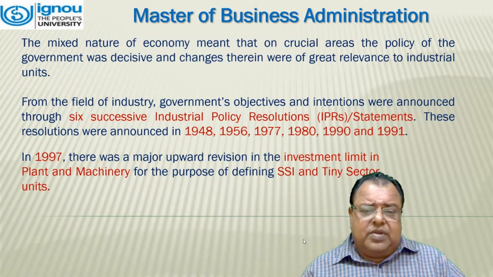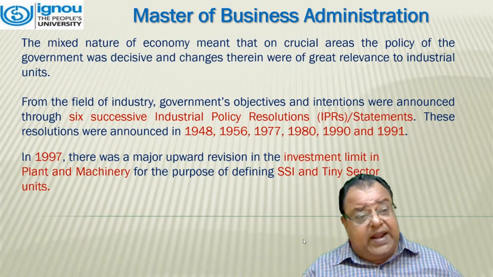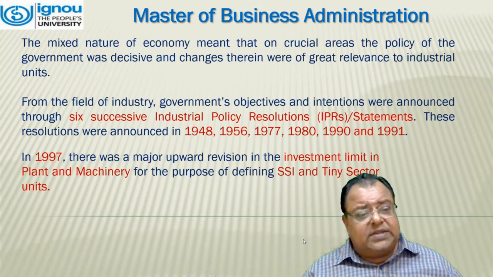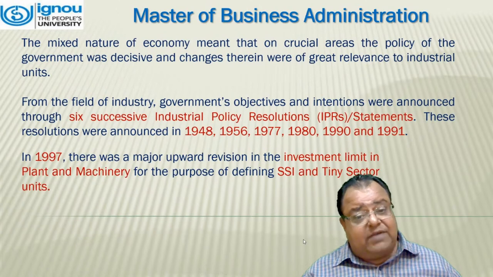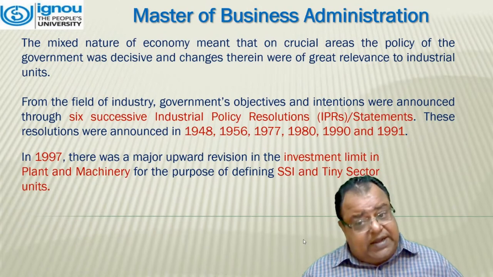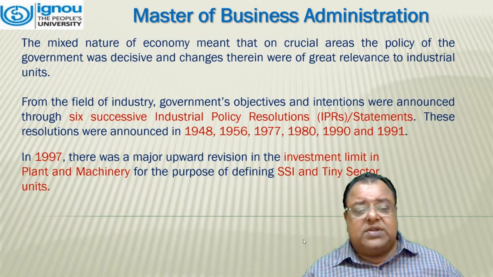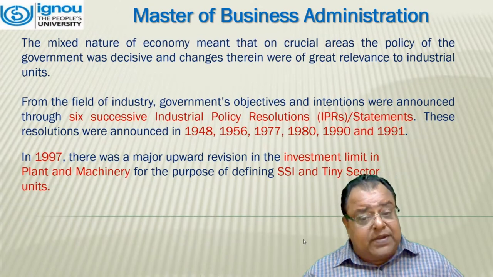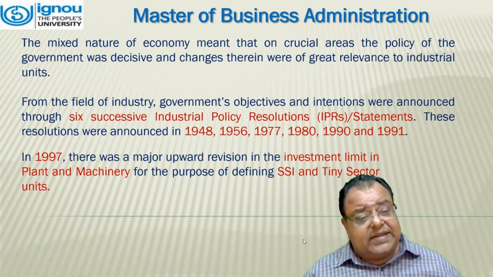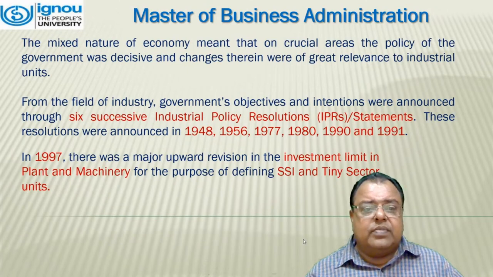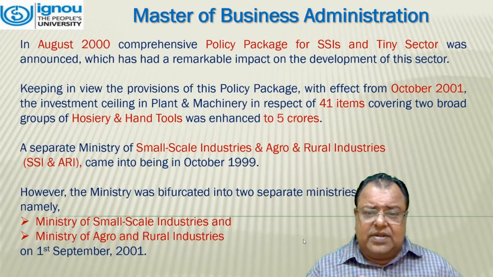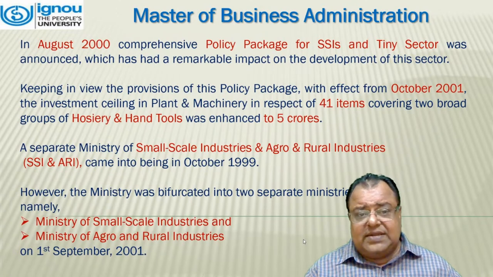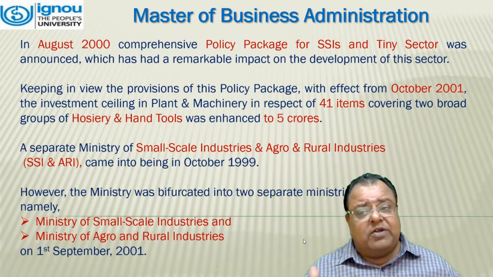For the field of industry, the government's objectives and intentions were announced through six successive industrial policy regulations or statements. These regulations were announced in 1948, 56, 77, 80, 1991. In 1997, there was a major upward revision in the investment limit in plant and machinery for the purpose of defining SSI and tiny sector units. In August 2000, a comprehensive policy package for SSIs and the tiny sector was announced, which has had a remarkable impact on the development of this sector.